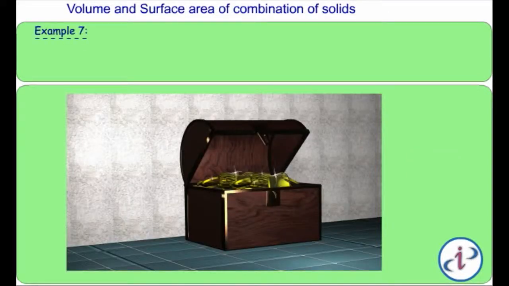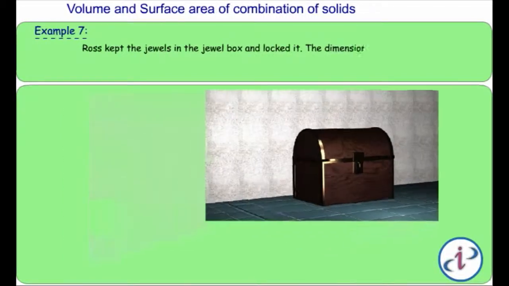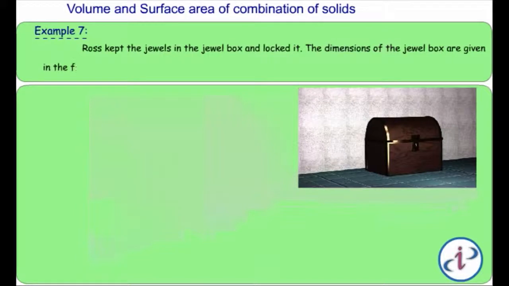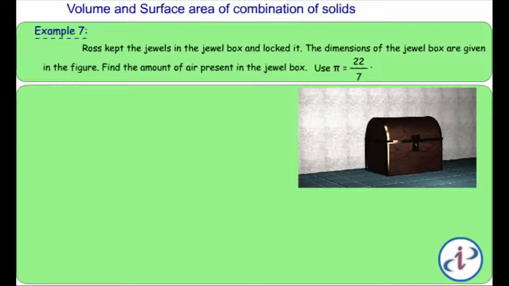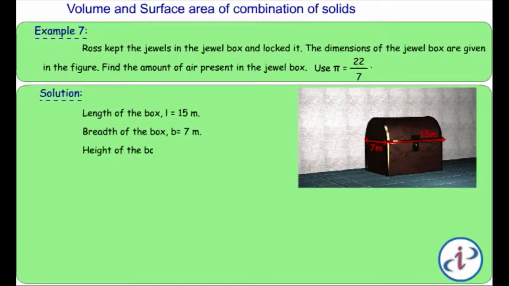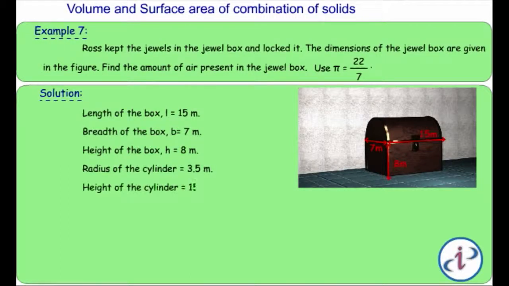Example 7. Ross kept the jewels in the jewel box and locked it. The dimensions of the jewel box are given as shown here. Find the amount of air present in the jewel box. Solution. Here, the length of the box is given as 15 meters, breadth of the box is 7 meters, height of the box is 8 meters. Similarly, the diameter of the cylinder is 7 meters, from which the radius is calculated as 3.5 meters. Height of the cylinder is 15 meters.